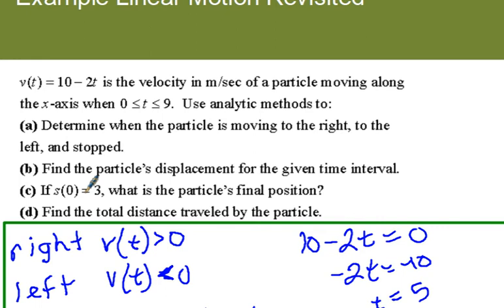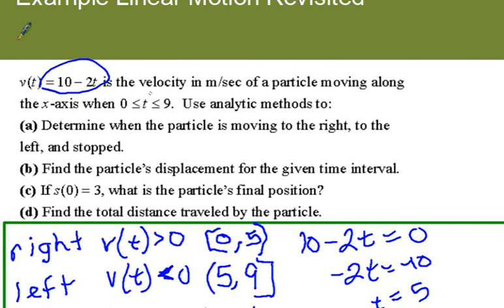Let's pick a number between 0 and 5, like 4. If you plug 4 into our velocity function, you get 10 minus 8, which is positive. So if t is less than 5, the velocity is positive. The interval where it's moving to the right is from 0 to 5. It includes the 0 because of the less than or equal to, and it does not include the 5 because at 5 it is stopped. After that, if we pick any number bigger than 5 and plug it in, we get a negative value. So it's moving to the left from 5 to 9, because that's the time my particle is moving. That is part A.